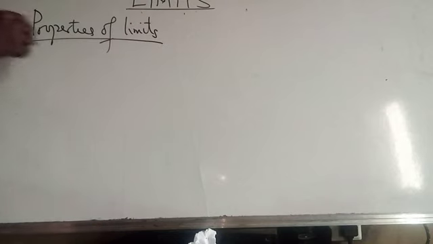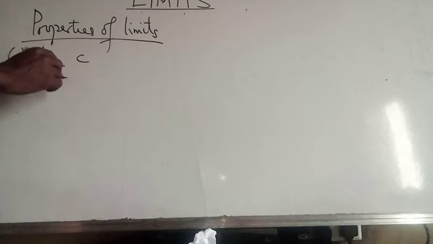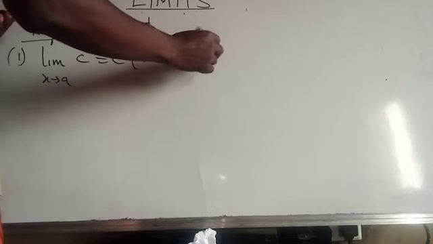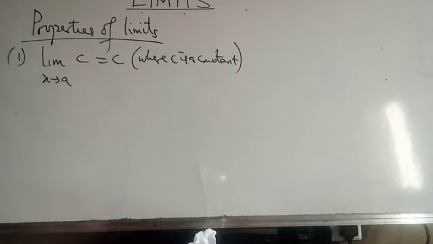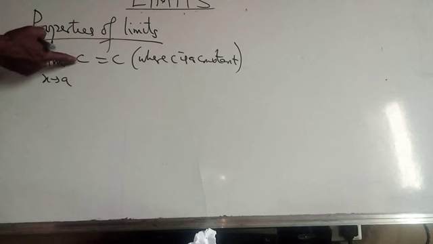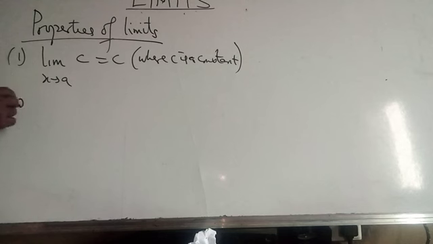Properties of limit. One, the first property of limit is the limit of a constant c as x tends to a is equal to c, where c is a constant. You know when we say a variable is a constant, that's a value that doesn't change. So if you are taking the limit of a constant as x tends to a, obviously you see that x is not a variable here. So that's why we have c as the constant.